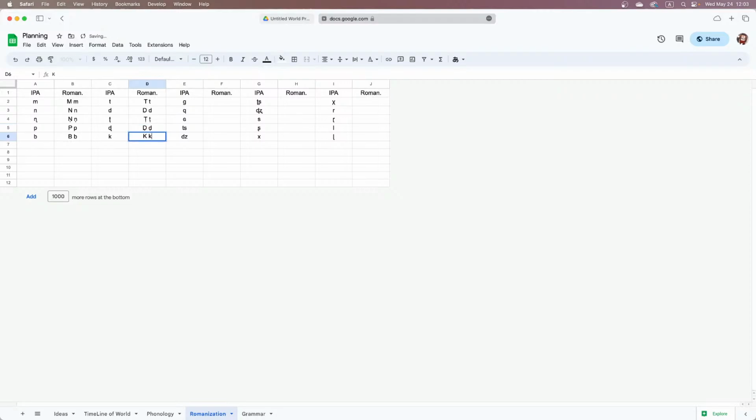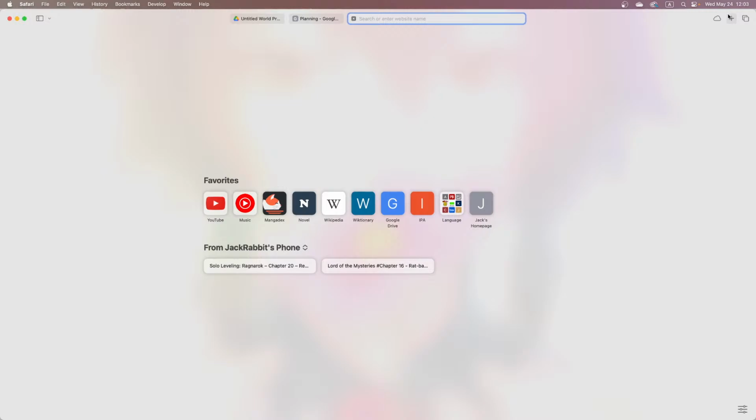Gee, what are some ways of marking the retroflex consonants in languages?